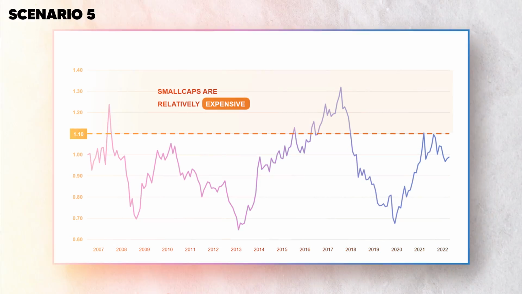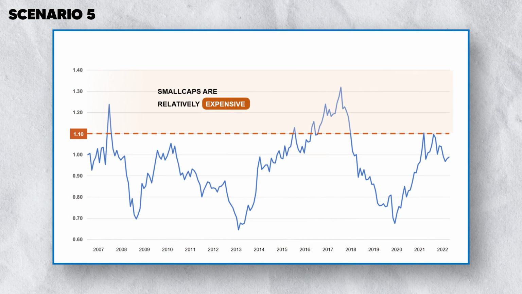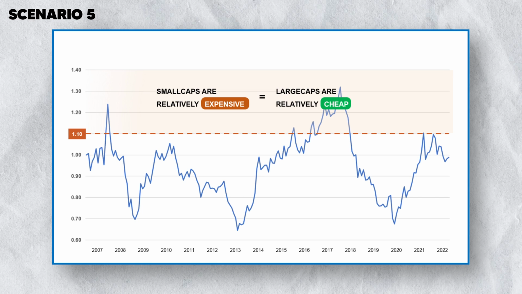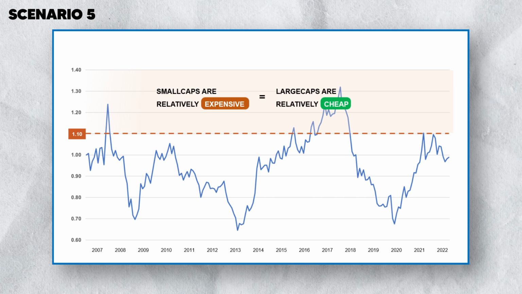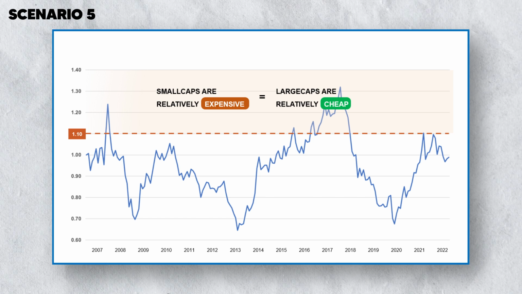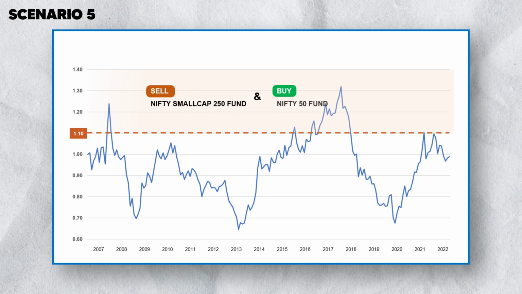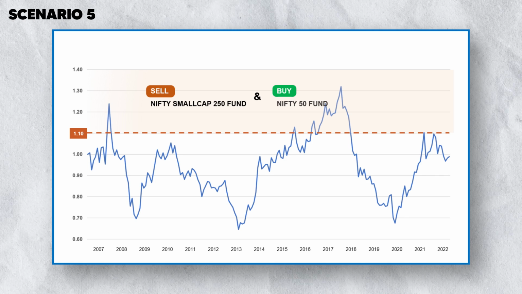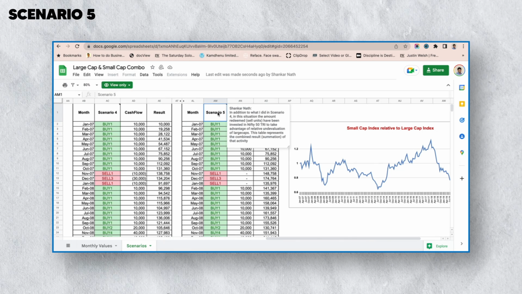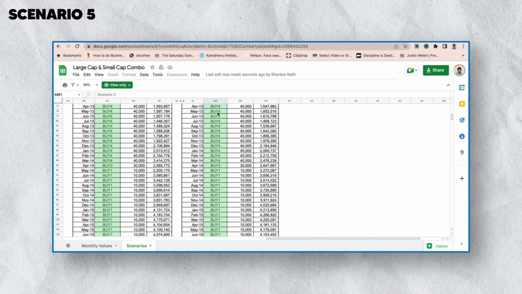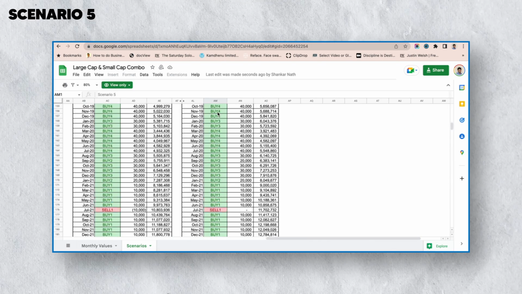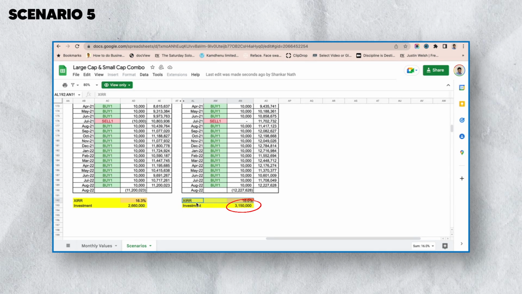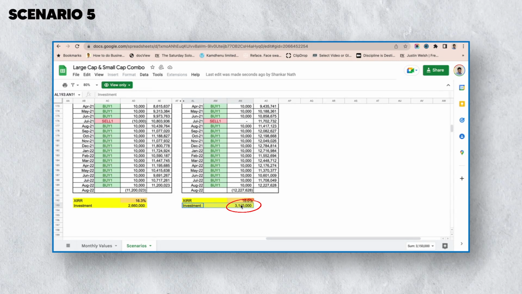But here's a thought. If small caps are relatively expensive at 1.1, 1.2 levels, then it also means that the large caps are relatively cheap at those same points of time, which essentially opens up a long short opportunity, allowing us to buy units in a Nifty 50 index fund at the same time when we are redeeming units in the small cap 250 fund. This relative valuation driven approach not only gives us a respectable return of 16% over a 15-year time period, but by generally remaining invested in the market, it also helps us accumulate a bigger portfolio corpus.